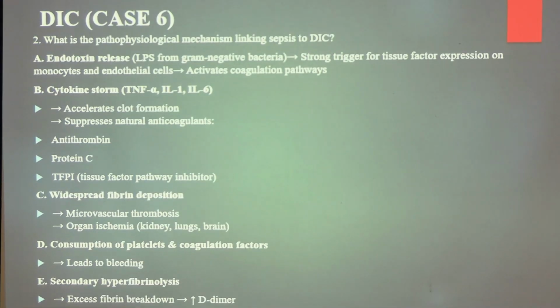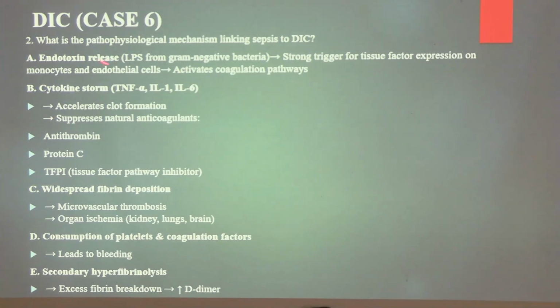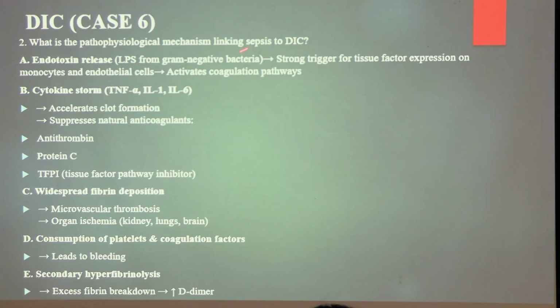So what is the pathophysiological mechanism? There is gram negative bacteria. Gram negative bacteria have a cell wall, right? In the cell wall they release toxins, endotoxin will be released from there. So it will lead to expression on the monocytes and endothelial cells. So this will activate the coagulation pathway.